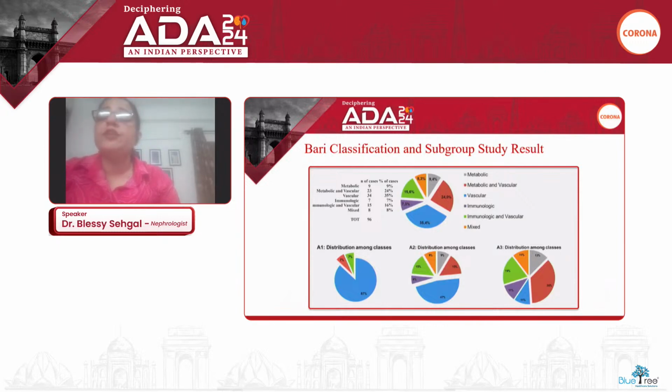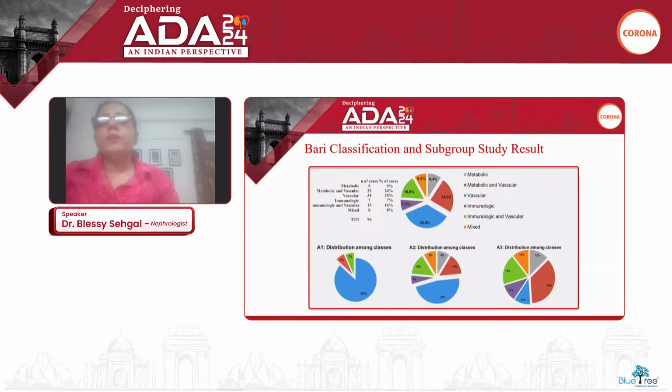These were patients who were diabetic and had CKD, but diabetic kidney disease was not the cause of renal failure. This was the major majority, 35.4%. Around 25% had both vascular disease as well as diabetic kidney disease as the cause of renal failure. The others included immunological, vascular, as well as mixed causes.